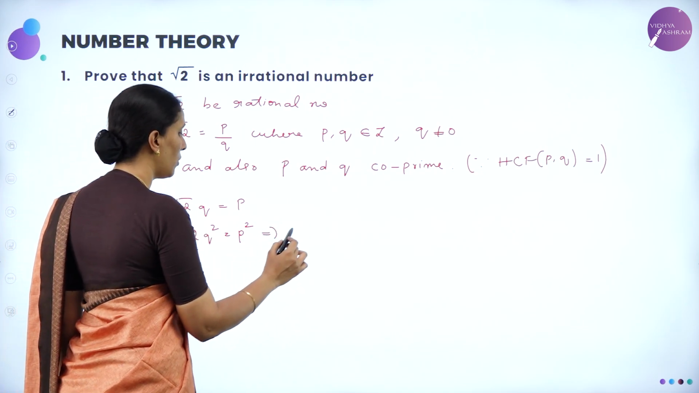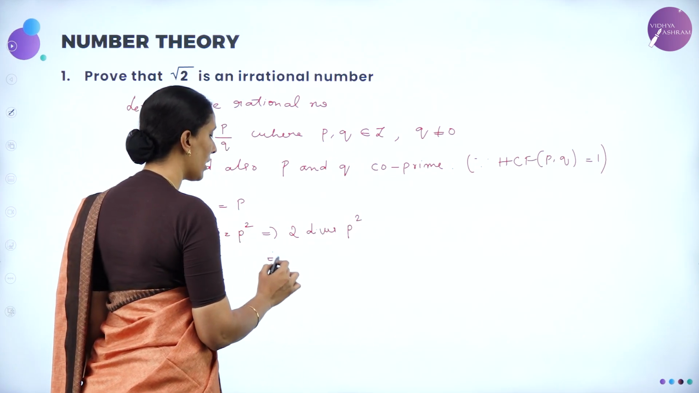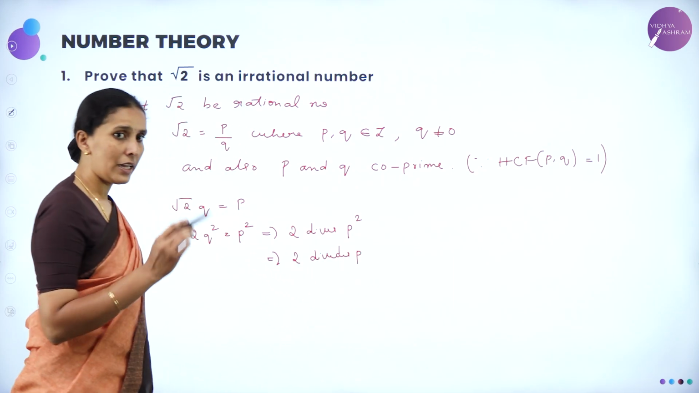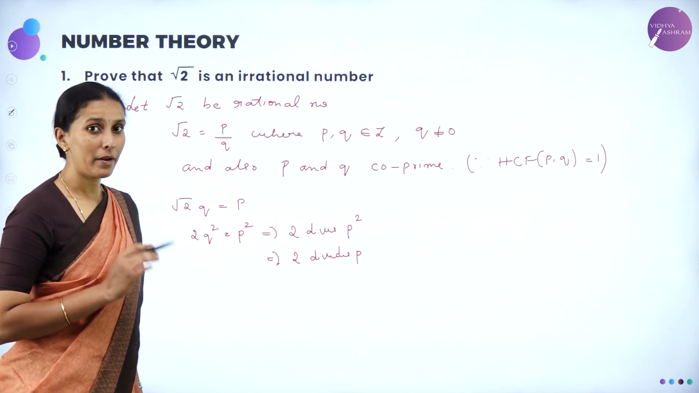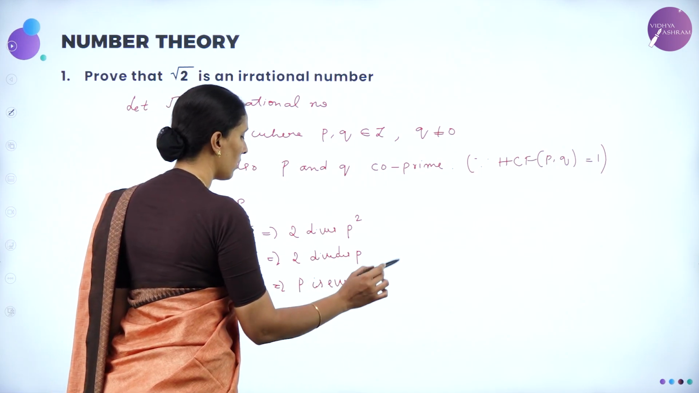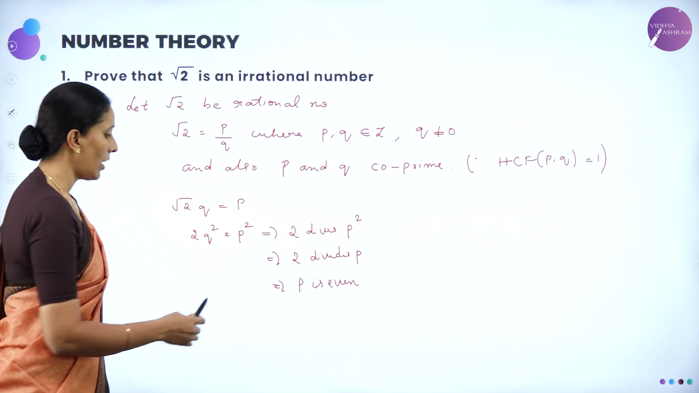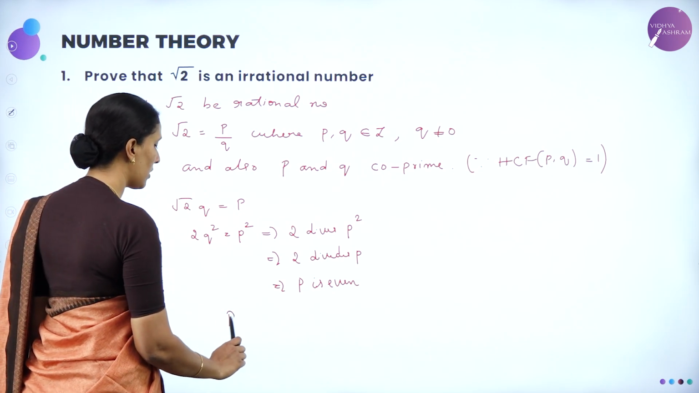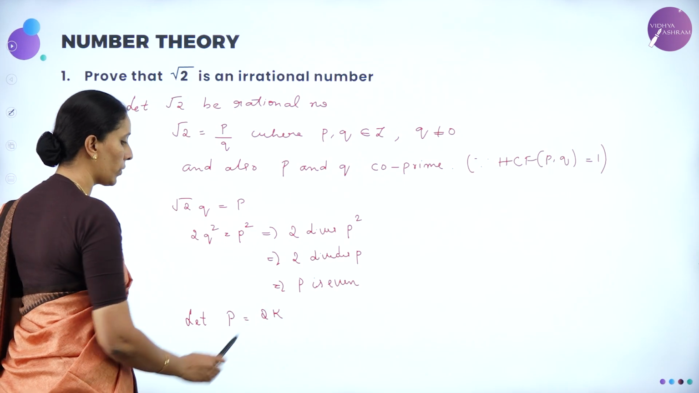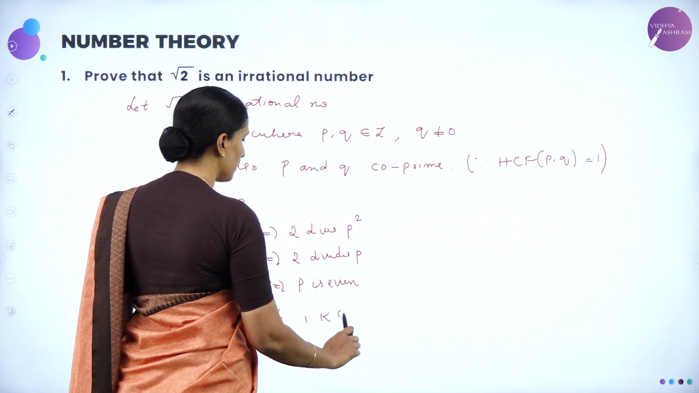So that means 2 divides p square. When we say 2 divides p square, then 2 divides p. If any number is divisible by 2, that means the number is even. So this implies p is even. Now, if p is even, then it should be a multiple of 2. So let p be equal to some 2k, where k may be any integer.